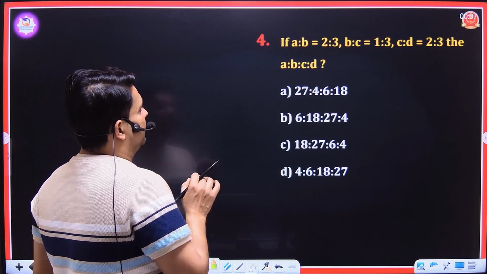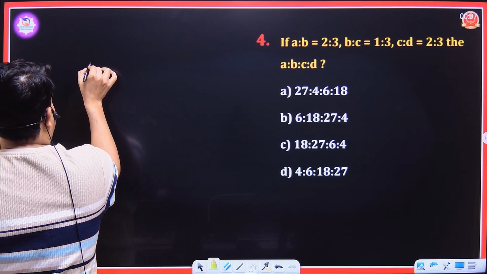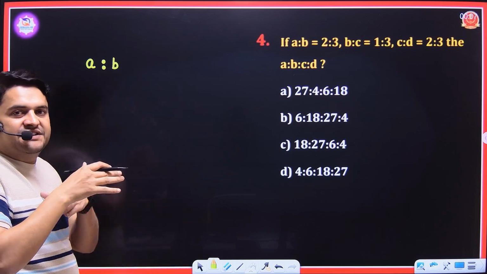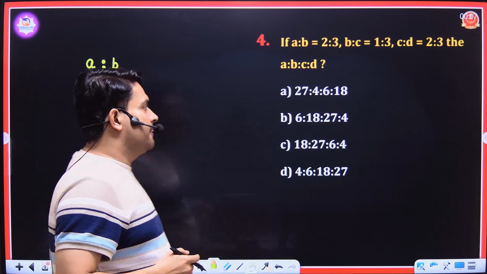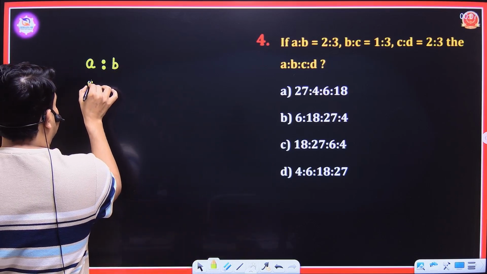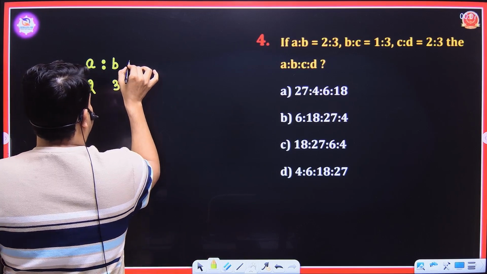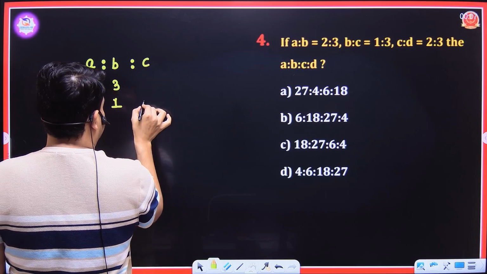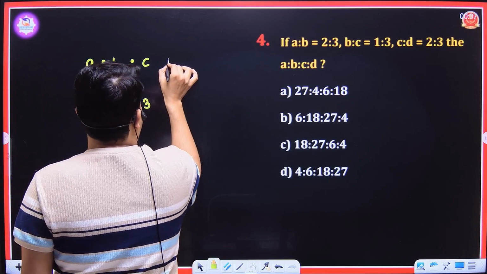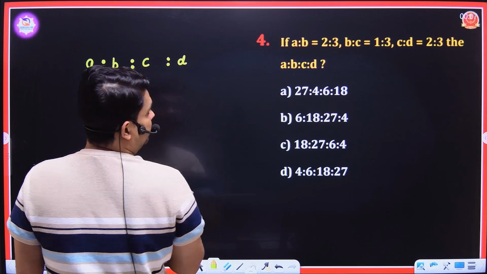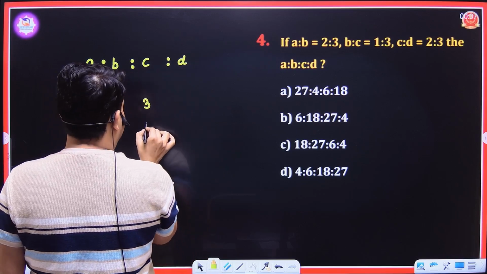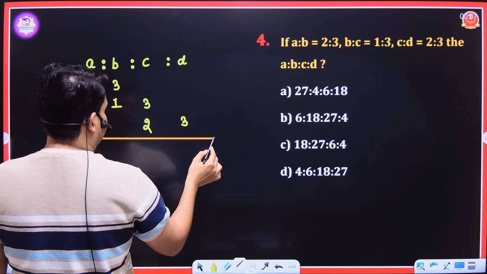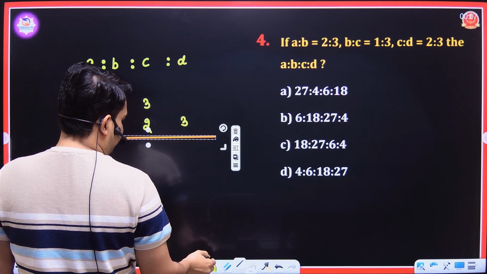Now we have A ratio B is equal to 2 ratio 3. B ratio C is 1 ratio 3. What is C ratio D? C ratio D is 2 ratio 3. So we have to write A ratio B ratio C ratio D.